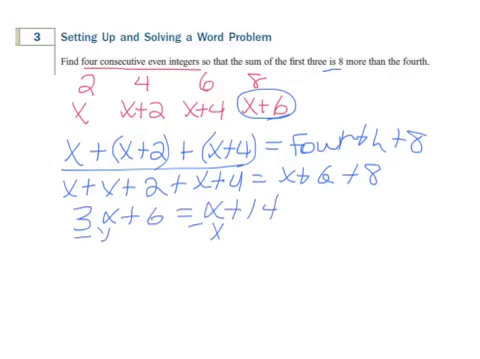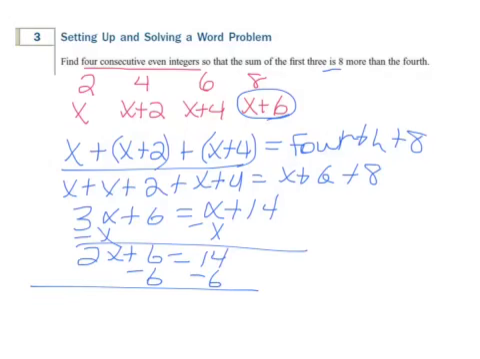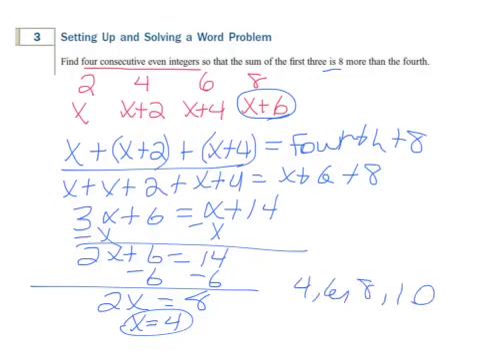Subtract x, we get 2x plus 6 equals 14. Subtract 6, we get 2x equals 8. So x equals 4. All right, if x equals 4, go back and remember it said, find the 4 consecutive integers. So we've got 4, 6, 8, and 10.